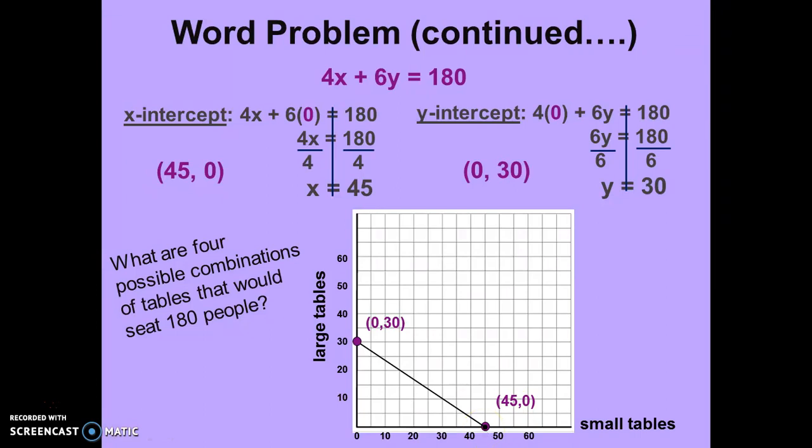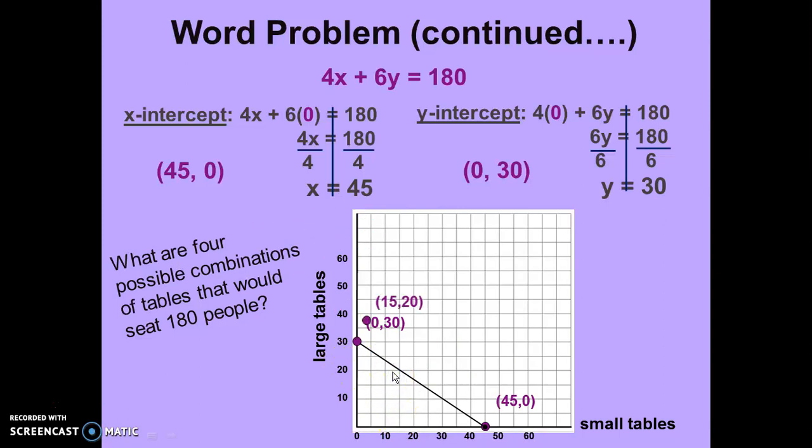When we're looking for other combinations, we're looking for other points on the line. Now, every single point on the line is technically a solution to the equation, but when we think about having tables, we can't rent half of a table. We could rent a whole table and just not fill it completely, right? But what we're looking for is hopefully some actual numbers where we would need exactly that number of small tables and that number of large tables.